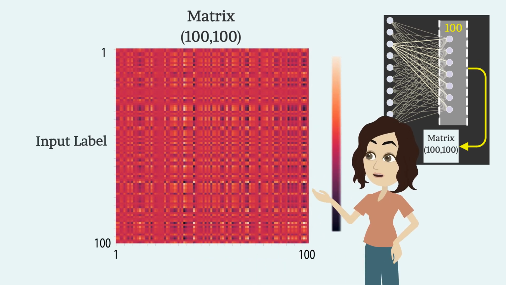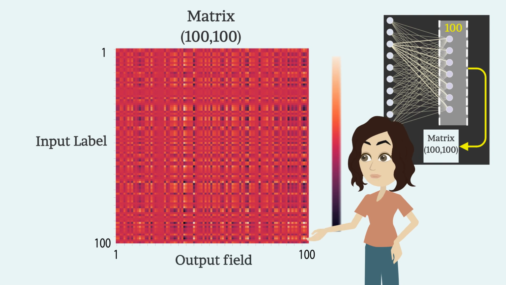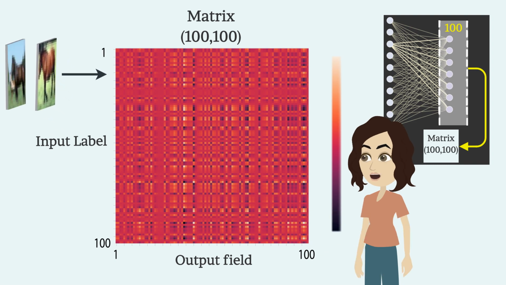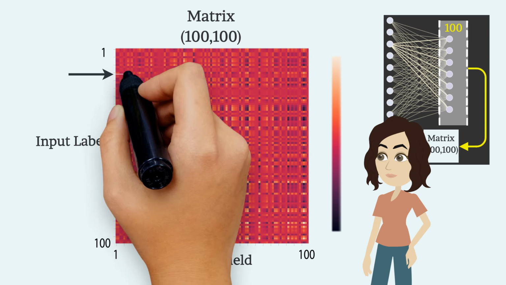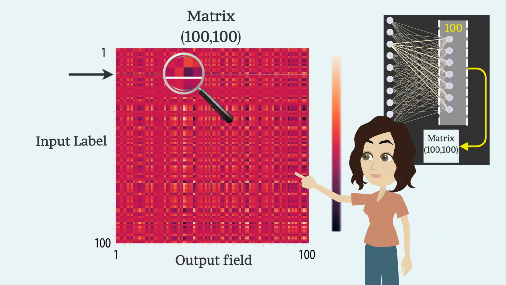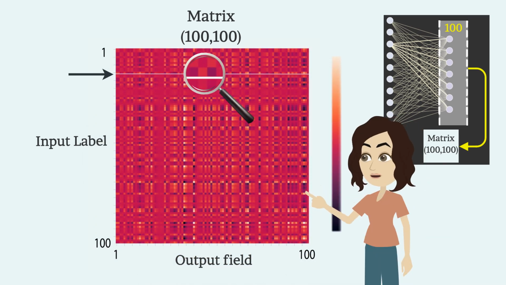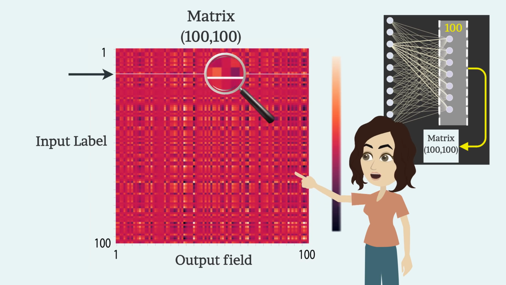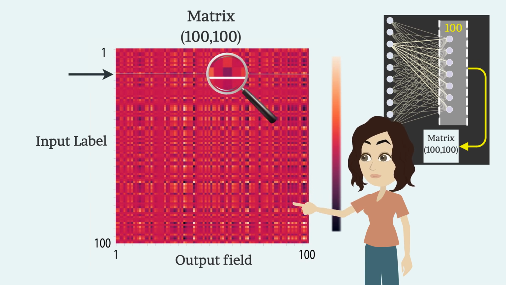Each row represents an input label, and each column an output field for the 100 labels. Each row is the accumulative field generated by all the input images belonging to that input label. In this example, horses. We can see that the accumulative field generates different averaged output field strength for different labels. The diagonal elements designate how well the input was correctly identified by the node.